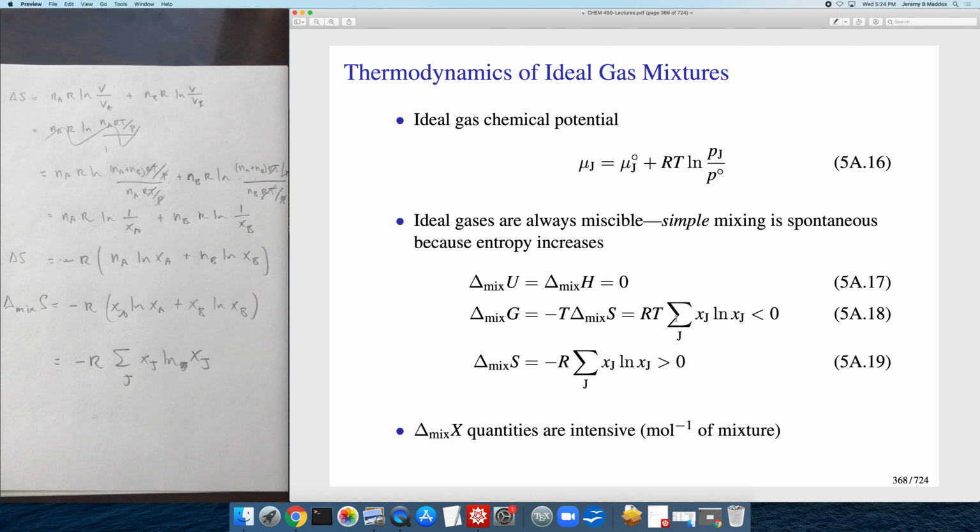What I'll point out is that because mole fraction is obviously a fraction, it's less than 1, every term in this sum is negative. You multiply that by a negative, that means that delta S of mixing for ideal gases is always positive. So the entropy always increases when you mix ideal gases. Likewise, for the same rationale, delta G is always less than 0. Mixing is always a spontaneous process. This type of simple mixing is always a spontaneous process.